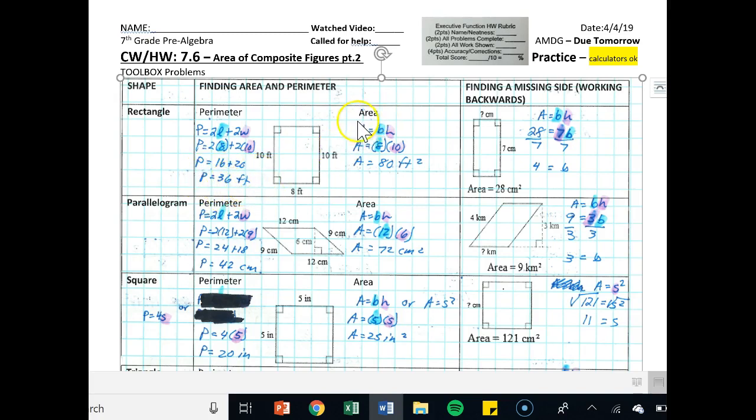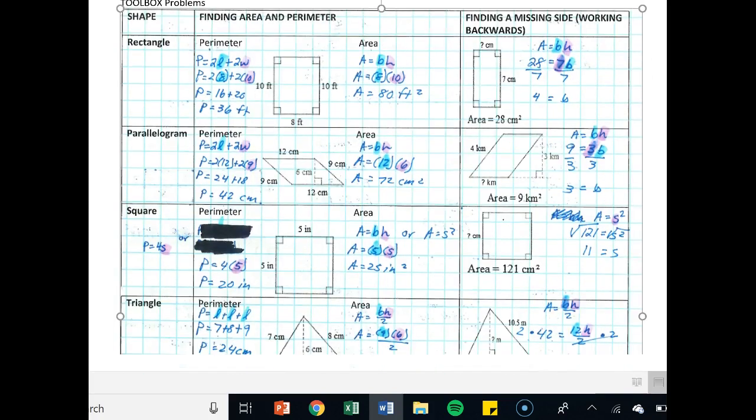For my area, here's my tool, a different tool, right? Base times height. I plug in my base, plug in my height, and I do the math and I get my units squared, 80 feet squared, right? Ignore this column for a moment while we continue on down. Same thing for a parallelogram, same thing for the area and perimeter.